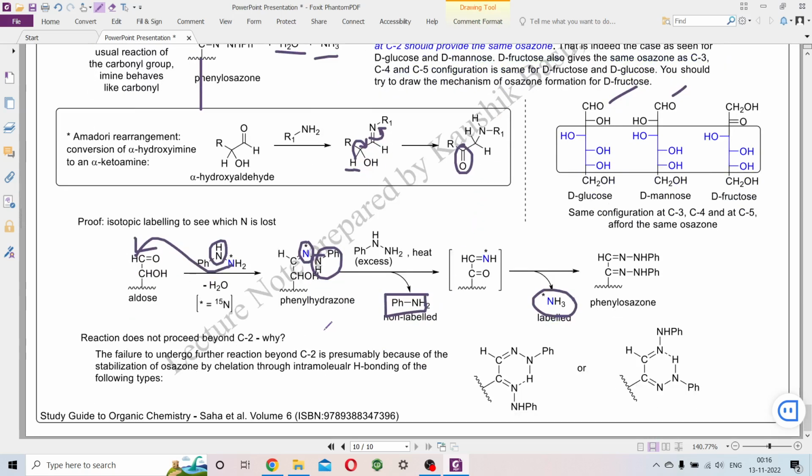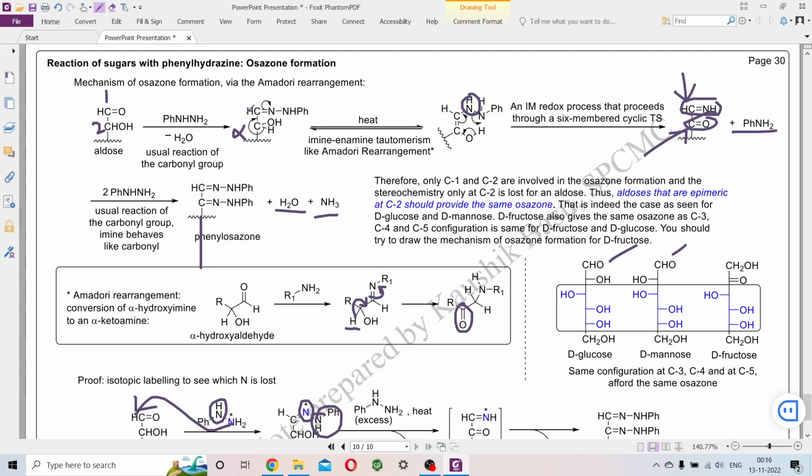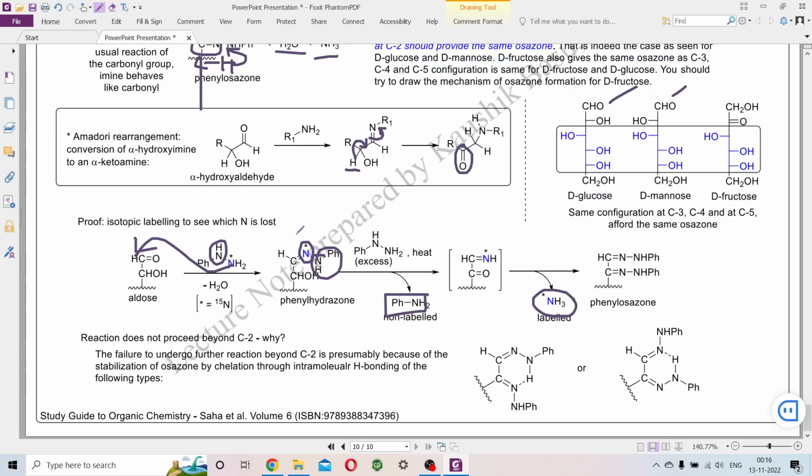The next big question is, why does the reaction not proceed beyond C2? Because if you have a carbon-nitrogen double bond here and that hydrogen can shift here, then you also have a carbon-hydrogen bond here. Obviously you have, and you also have a C=N double bond here, so that hydrogen could have migrated there and the same cycle would have been repeated, and I would have got a C double bonded O here, and that would have reacted with yet another equivalent of phenyl hydrazine. So that's not happening. Why?